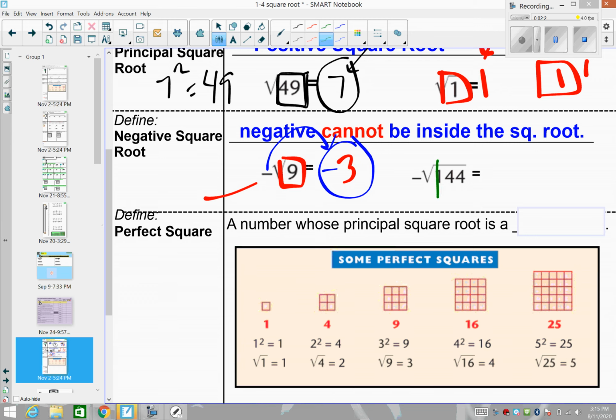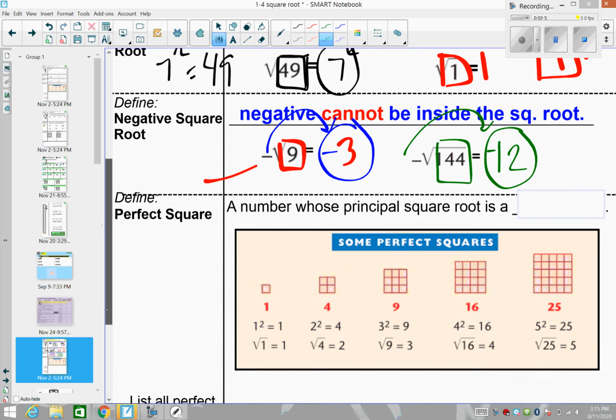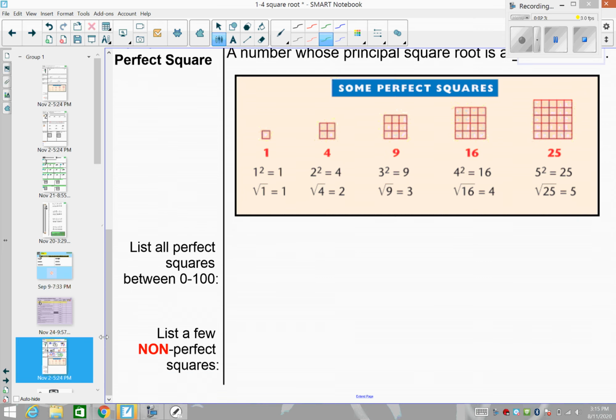Likewise, square root of 144. Well, the square root of 144 is 12, because the side of that square is 12 by 12. What's the opposite of that? Negative 12. So down here, I've given you kind of the things that we would call perfect squares.